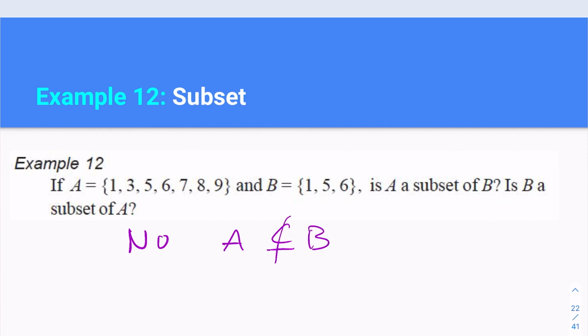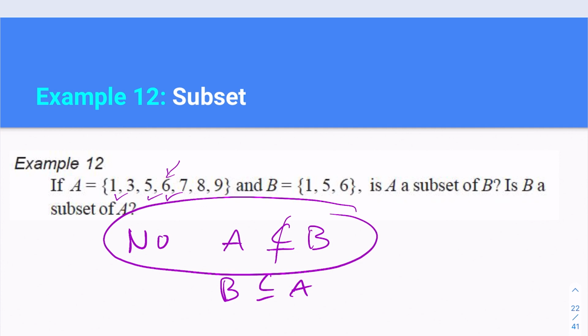Well, is B a... Oh, and actually I noticed it's not all odd. They did stick the 6 in there. So is B a subset of A? Well, I see the 1, I see the 5, and I see the 6. So B is a subset of A, but this is what they were asking. So A is not a subset of B.